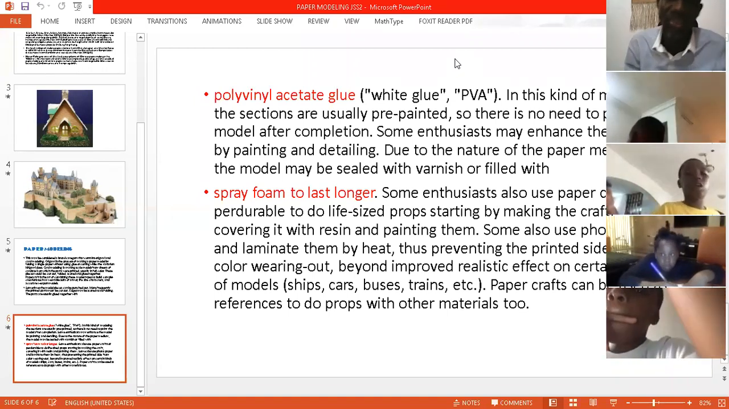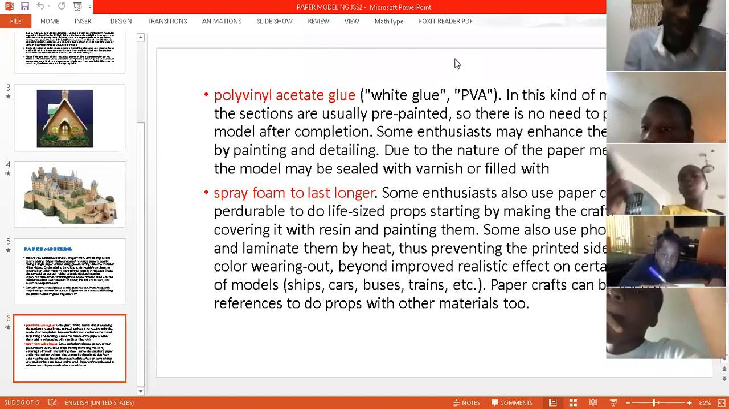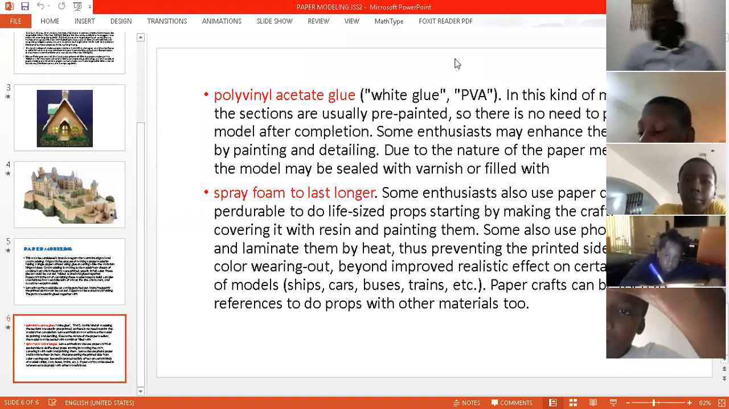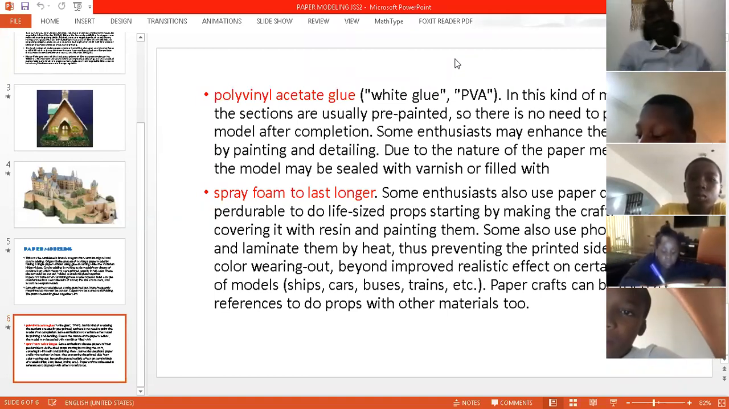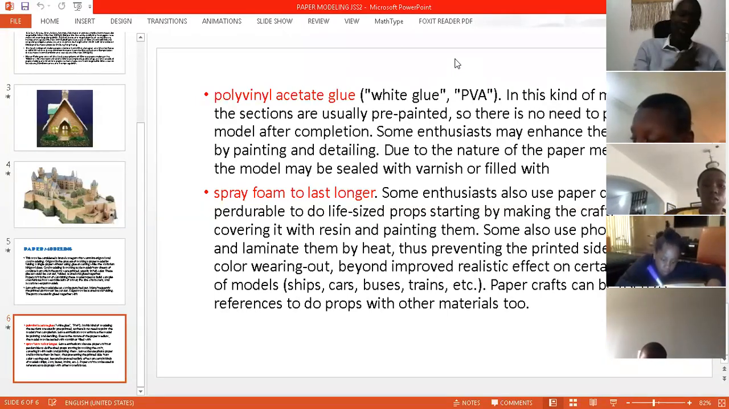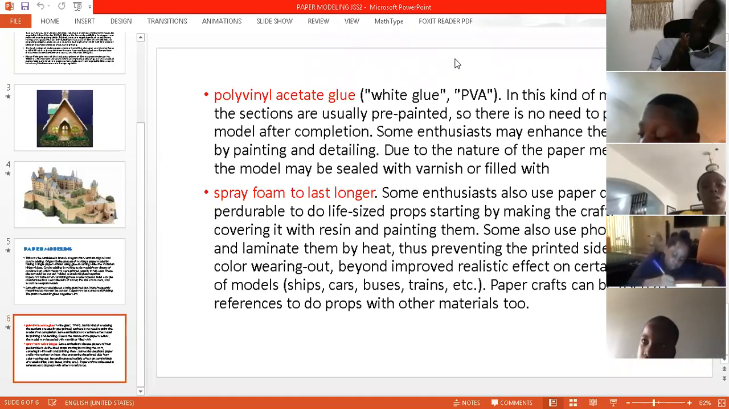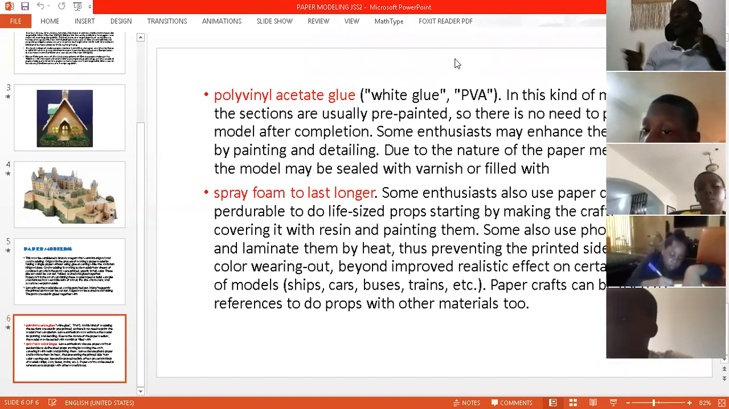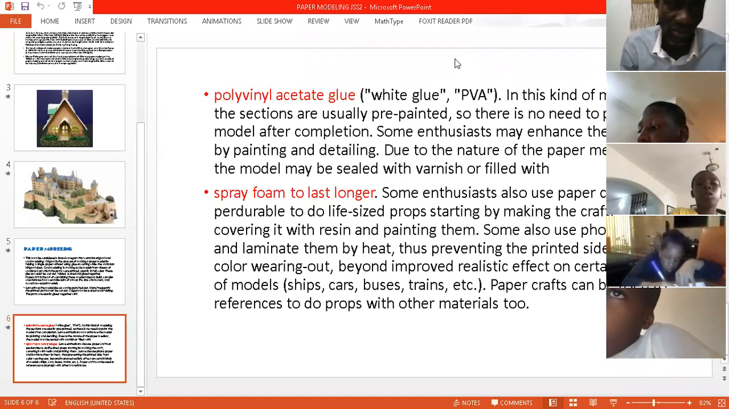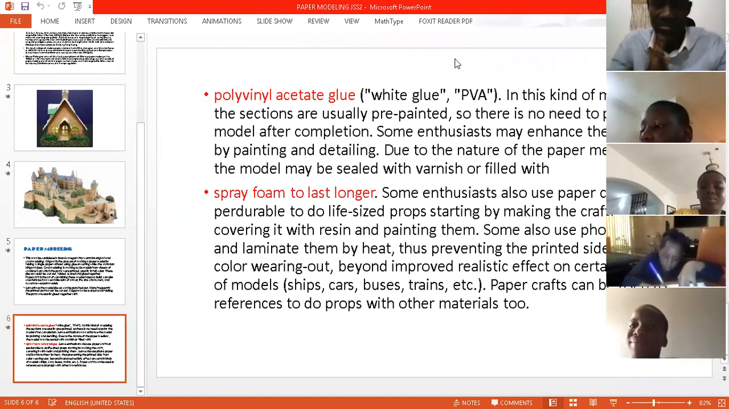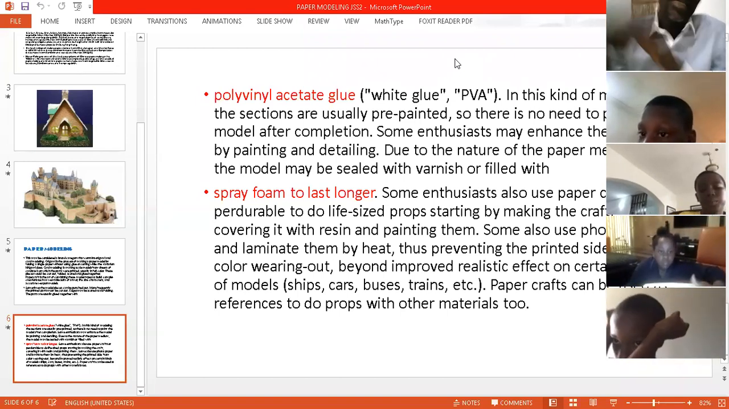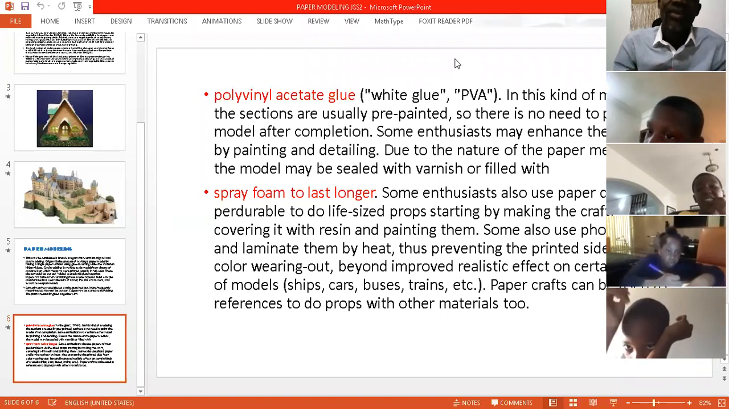Now, you will see it's a polyvinyl acetate glue. This kind of glue, you are not yet in SS3 or 2 that I'll be asking you to explain to me what polyvinyl acetate glue is. This is a kind of glue that is made from combining starch and some part of, I think, animal bone together to make this type of glue. It's called PVA. And this kind of model sessions are usually pre-printed.